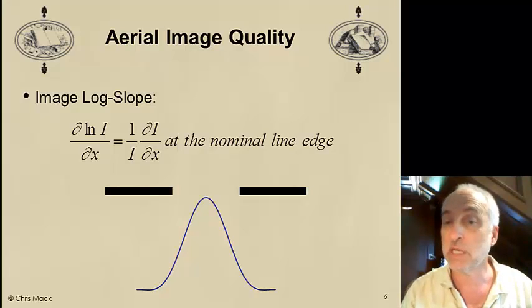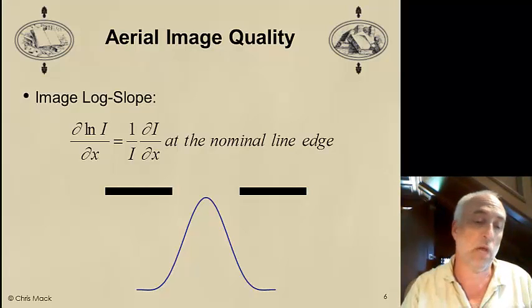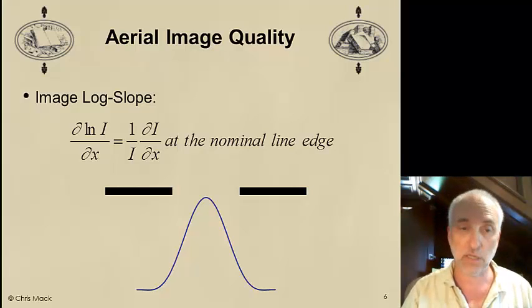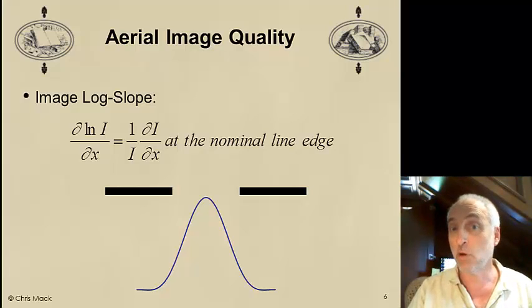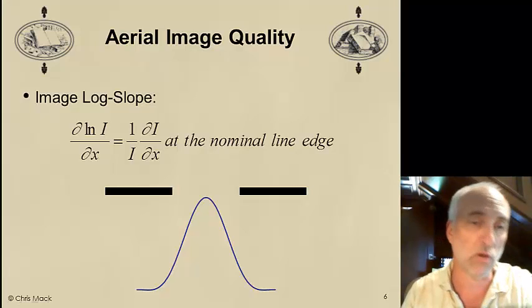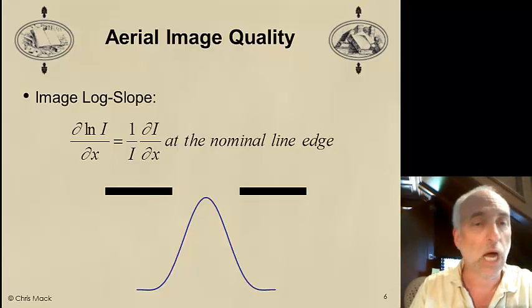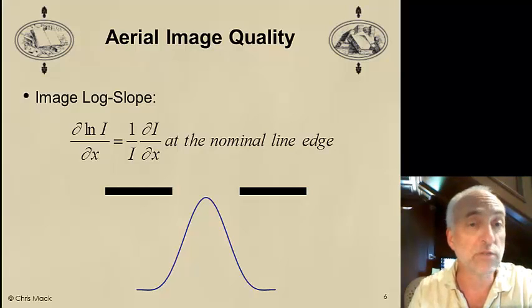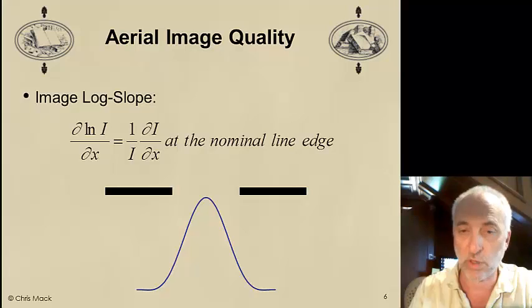That doesn't do me any good because I would end up having to cut my exposure time in half, and I haven't really changed anything. So I'm going to normalize out the effect of intensity by multiplying by 1 over I, and that, if we remember our trig functions, dI over I is the same as d log I, and this is called the image log slope. High values of image log slope means I have a good quality image. Low values of image log slope means I have a poor quality image.